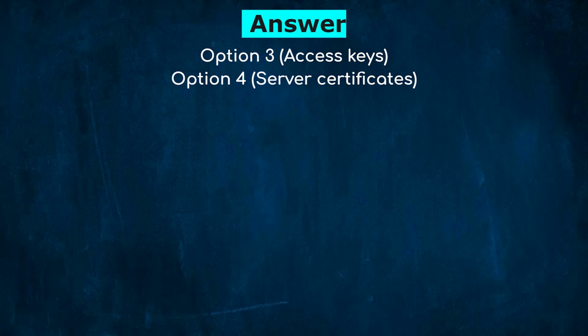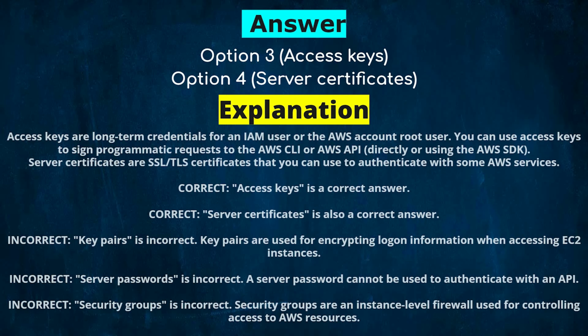Server certificates. Explanation. Access keys are long-term credentials for an IAM user or the AWS account root user. You can use access keys to sign programmatic requests to the AWS CLI or AWS API directly or using the AWS SDK. Server certificates are SSL or TLS certificates that you can use to authenticate with some AWS services. Access keys is the correct answer. Server certificates is also a correct answer.